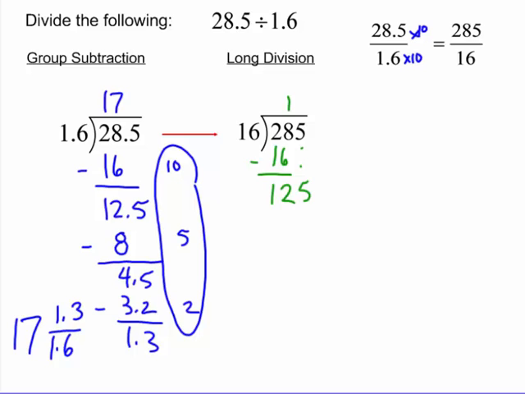So how many groups of 16 fit into 125? Well, I'm going to look at 7 of them. I'm going to take some information from the group subtraction, and that's okay. So that is 112. When I subtract that, I am left with 13. So you'll see some similarities in the numbers here. The final answer from the long division would be 17 whole units and 13 sixteenths.